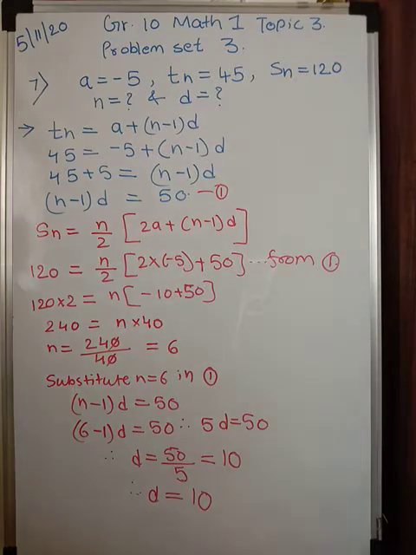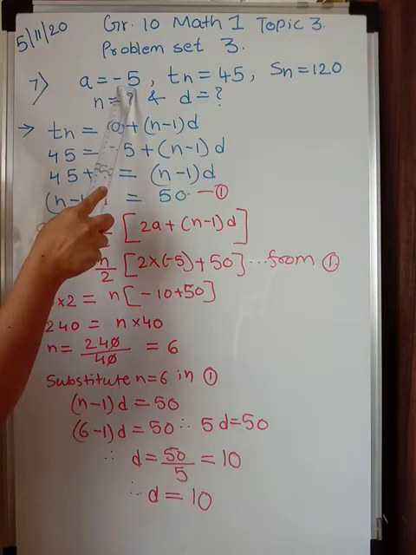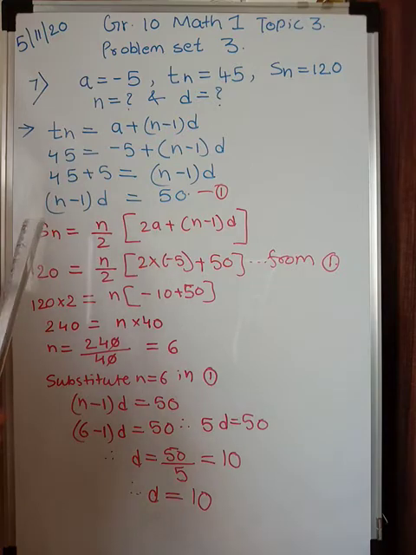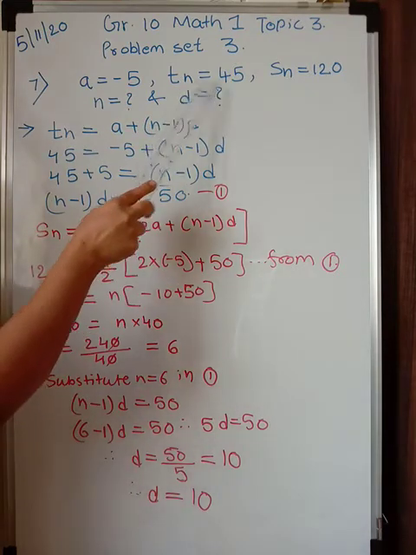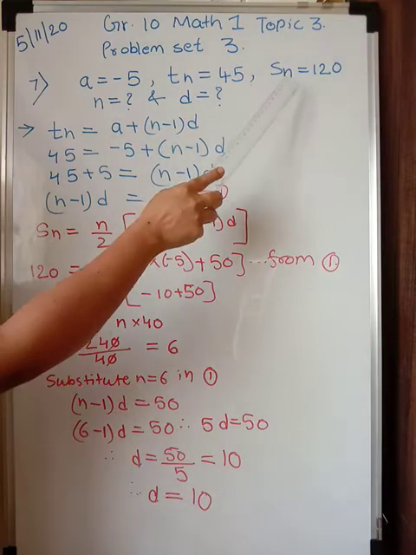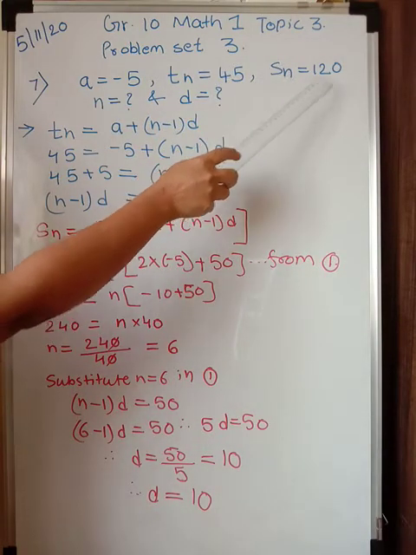So let's go to the seventh problem now. In an AP, the first term is minus 5. So we have written here A is equal to minus 5. A means T1, the first term. And the last term is 45. So Tn is equal to 45. If the sum of all the numbers in the AP is 120, sum of all numbers means Sn. Sn is equal to 120.